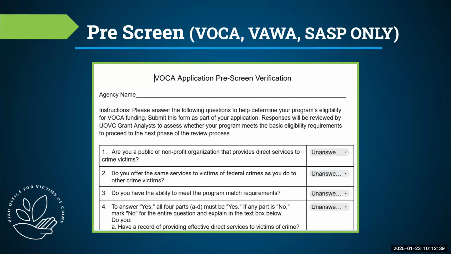If a program answers no to any question, they must provide a detailed justification explaining why they believe they should still be considered for funding. This ensures that unique circumstances are taken into account and fosters a transparent review process. If you encounter any questions or require clarification while completing the pre-screen form, please reach out for assistance using our Q&A form.